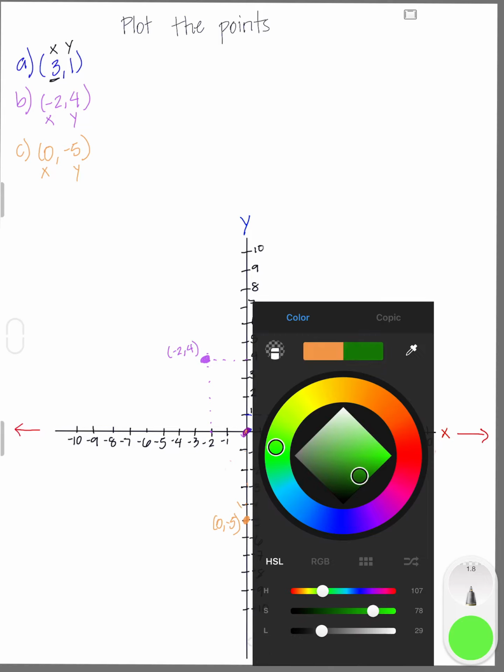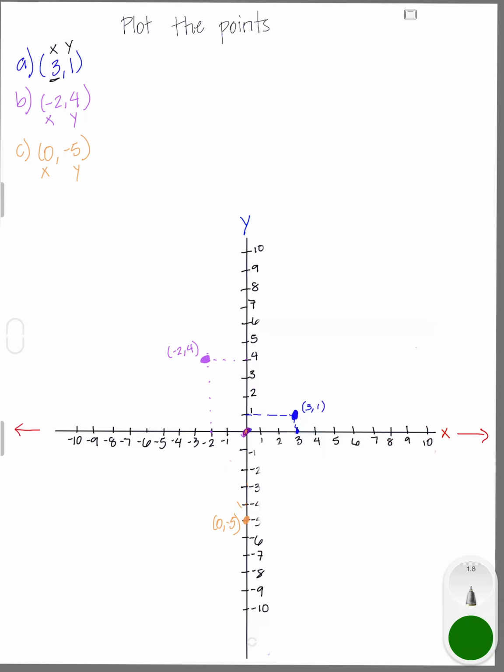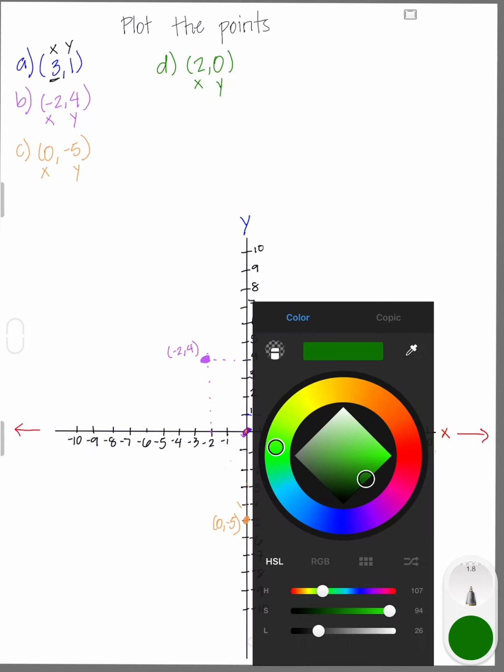Let's try another point. So now we have 2, 0. So again, we have a 0 right there. x is 2 and y is 0. So I'm going to go to x equals 2, which is here. And then from here, I'm not going to move up or down. I'm just going to stay here because my y value is 0. So then this right here is 2, 0. Let's try another value.